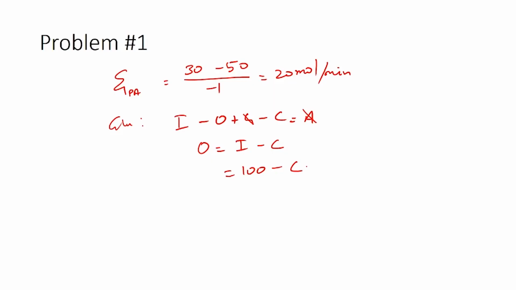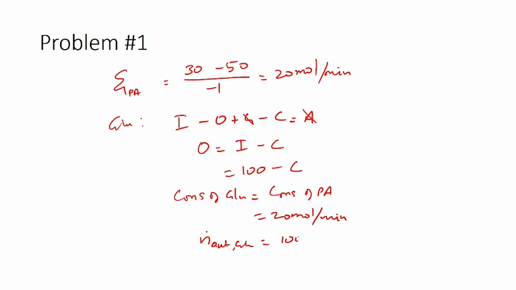Looking at the stoichiometry, we know that for every mole of pyruvic acid consumed, 1 mole of glutamine is also consumed. Therefore consumption of glutamine would be equal to consumption of pyruvic acid, which is equal to 20 moles per minute. So the number of moles of glutamine leaving the system would be 100 minus 20, giving you 80 moles per minute.